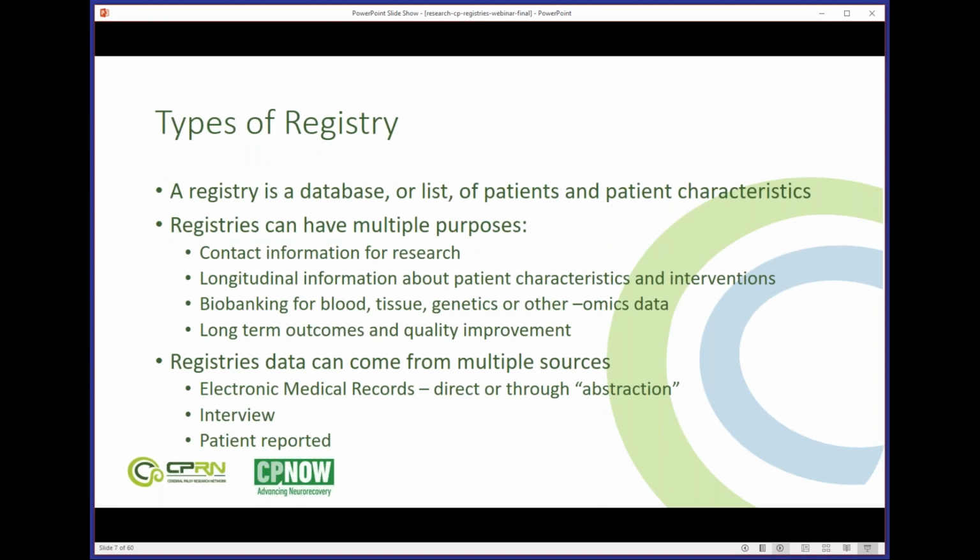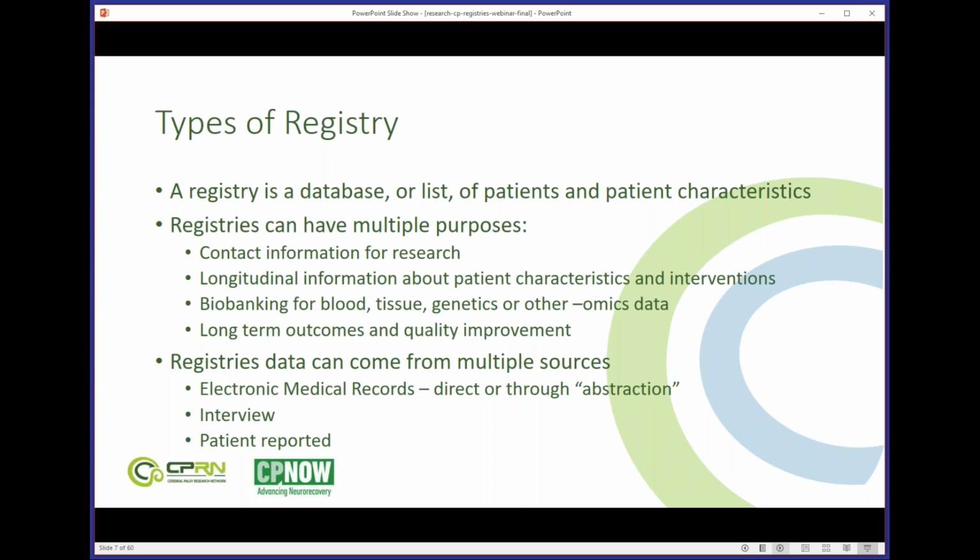So there are many different types of registry. A registry is basically a database or a list of patients, patient characteristics, and potentially the medical interventions that they've experienced, and other potential data about the patients. They can have multiple purposes, so they can be just a list of people that have consented to be contacted for future research. It can be used to look at longitudinal information or long-term outcomes about patient characteristics, natural history, and what happens after many interventions.